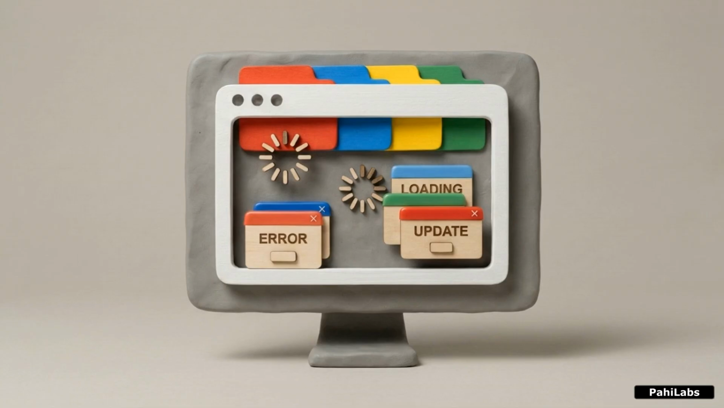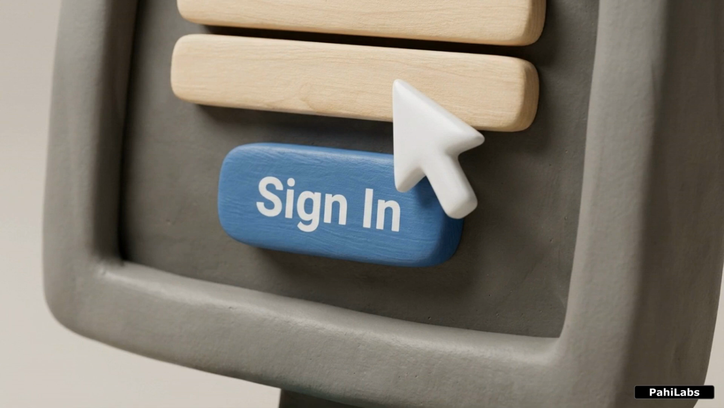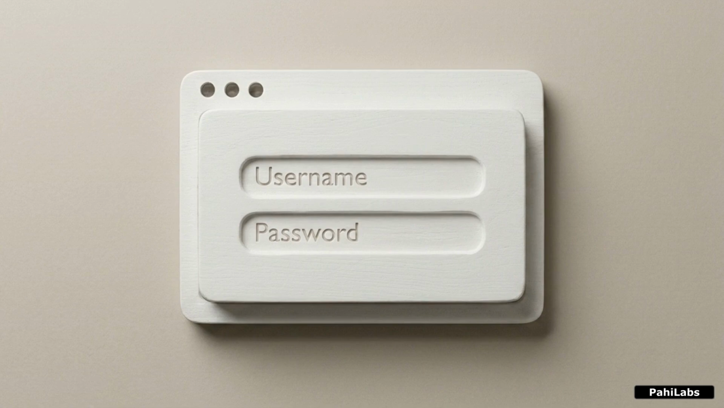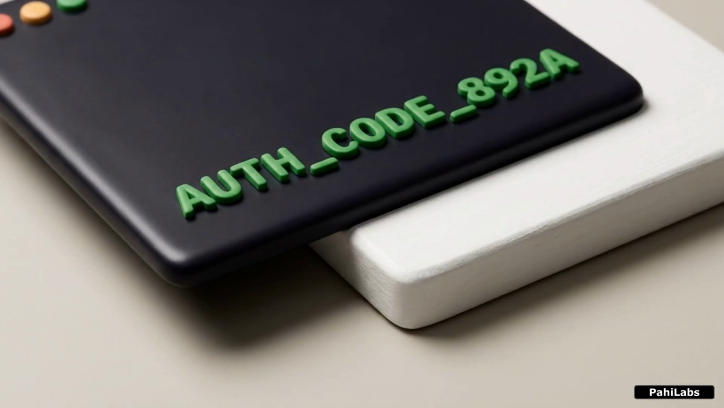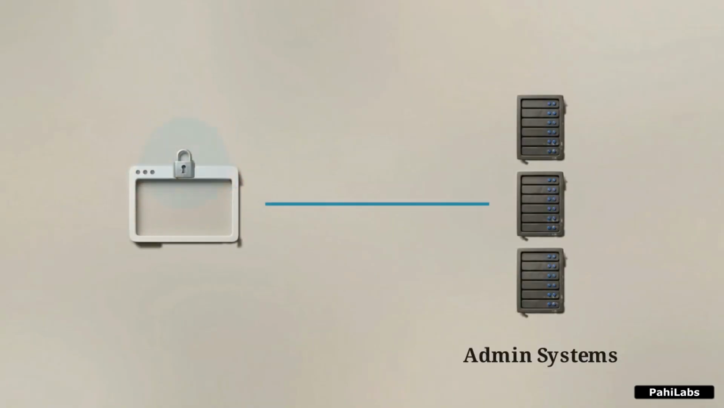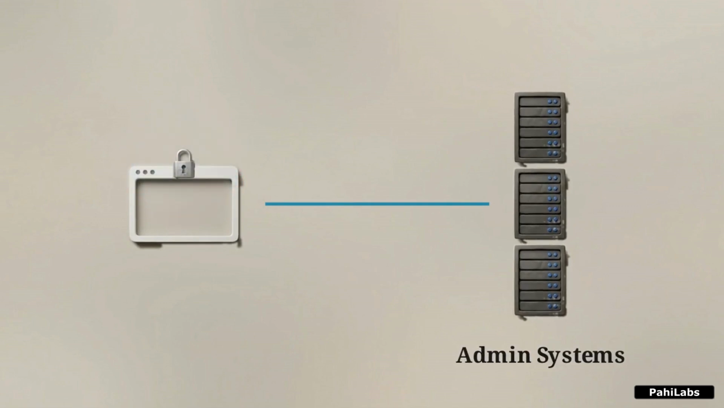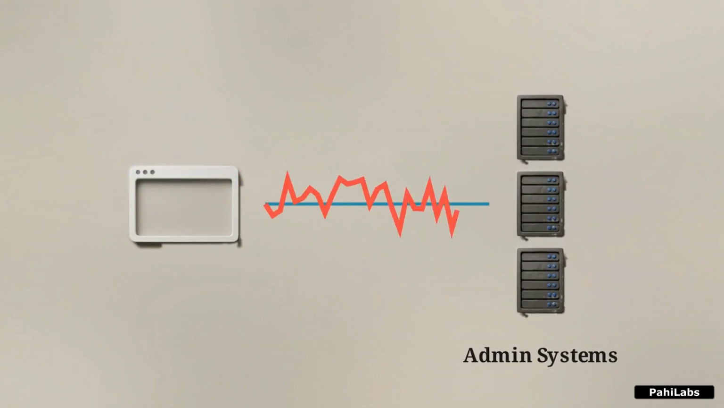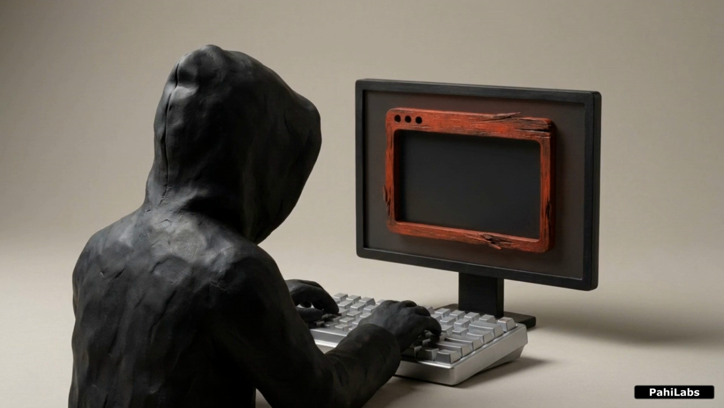The browser is currently overloaded with responsibility. It has to initiate the request, render the login interface you see, and receive the final authorization code. When the browser acts as the only trust anchor, the enterprise's most sensitive administrative systems are left open to manipulation. If an attacker controls the environment where the login happens, they control the access itself.